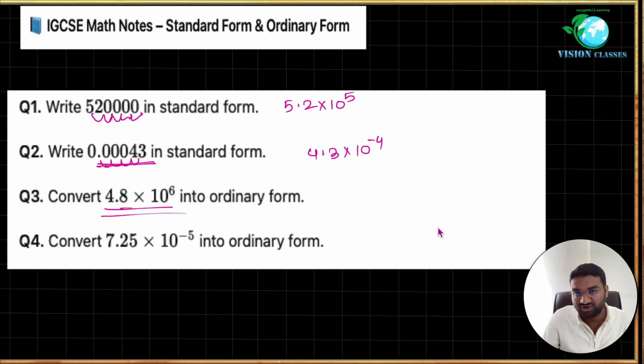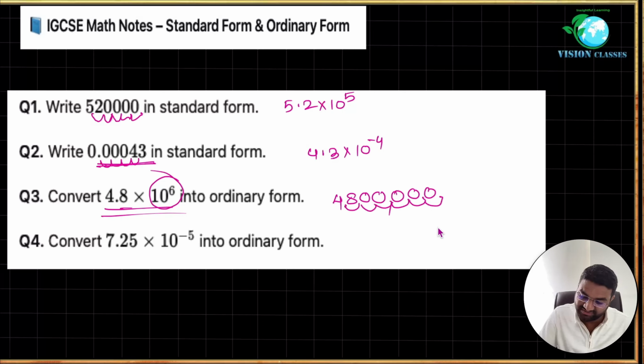Now you have a standard form here. You have to convert it into ordinary form. Now the index here is a positive index. So positive index means you have to move the decimal places to the right by 6 places. Okay. So let's see here 4.8. Now this is one decimal place, then second one, third one, fourth one, fifth one and sixth. Done. That's it. So it's 4,800,000.